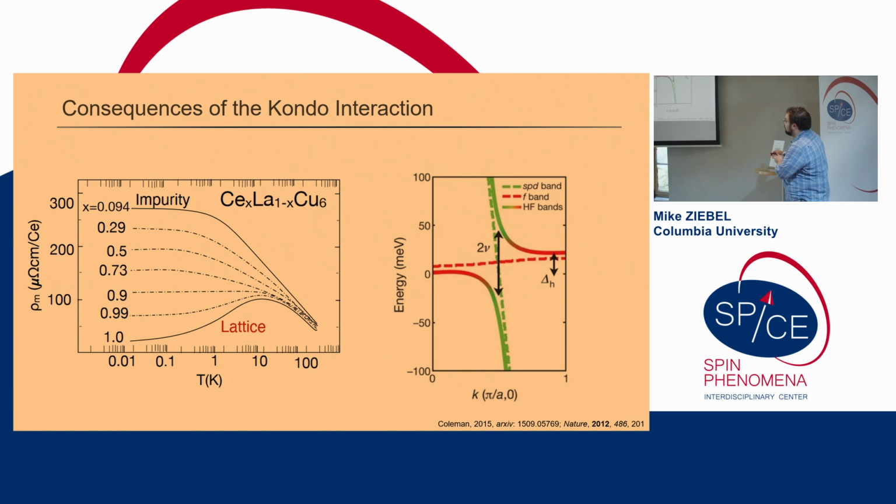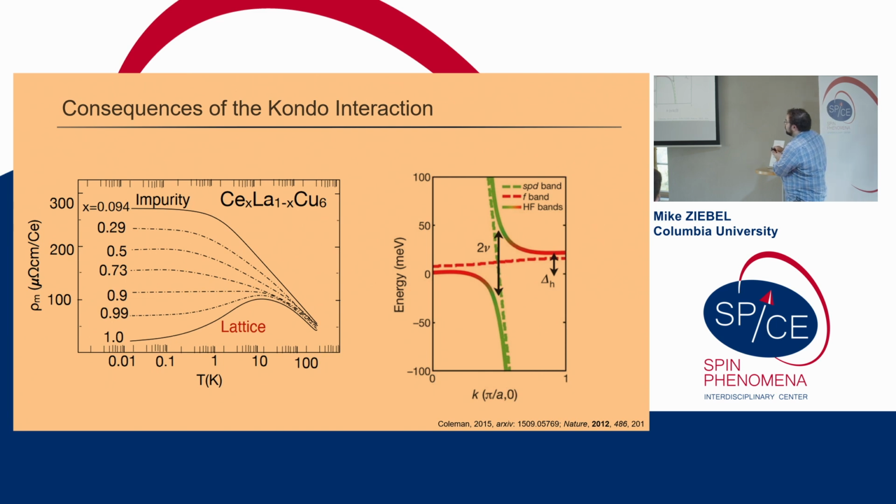In practical measurements, we can see here some resistivity data where we introduce increasing amounts of cerium into copper. At the very low concentration limit, we have an increase in resistivity as we go to lower temperatures caused from this spin-flip scattering that eventually saturates as we start to form Kondo singlets. Whereas in the case of a dense array of cerium, instead of just saturating, we form this maximum, and then the resistivity begins to decrease, and this is tied to the onset of the Kondo lattice.